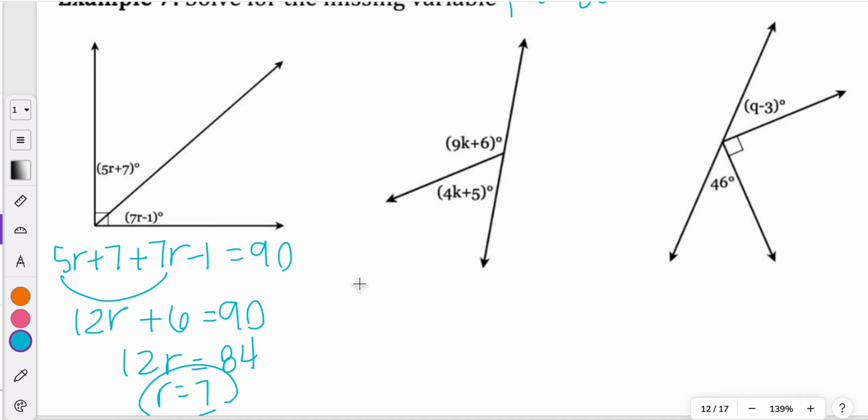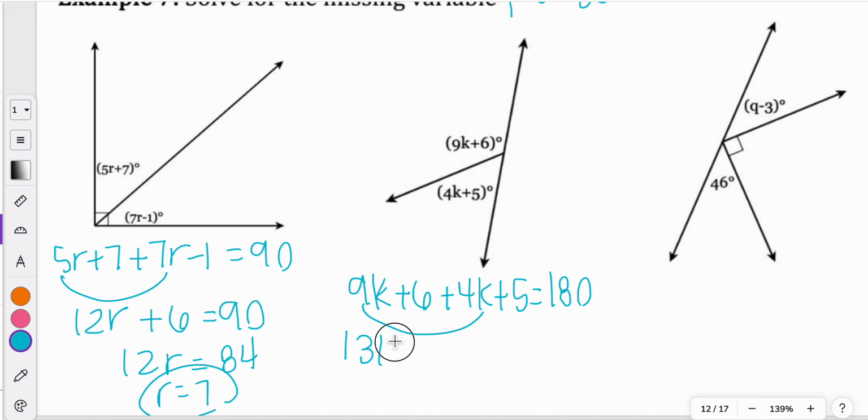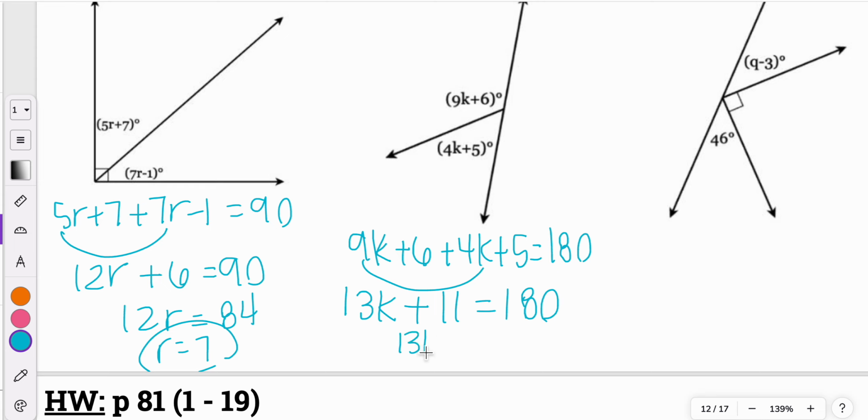These next two are supplementary angles or straight angles, so 9k plus 6 plus 4k plus 5 is equal to 180. 9k and 4k are going to give me 13k, where 6 and 5 would give me 11, setting equal to 180, or 13k is equal to 169, so that means k is equal to 13.